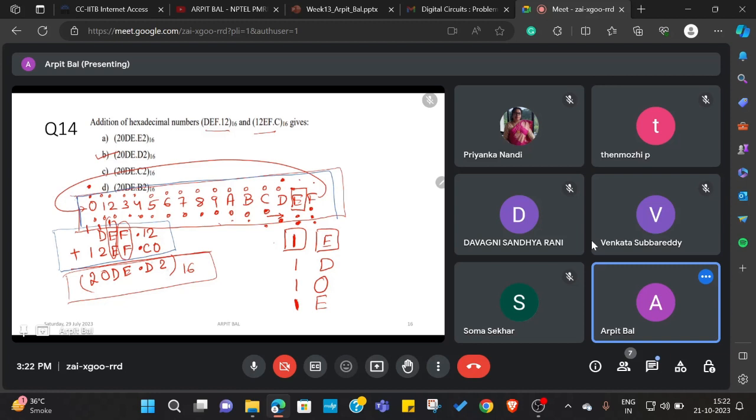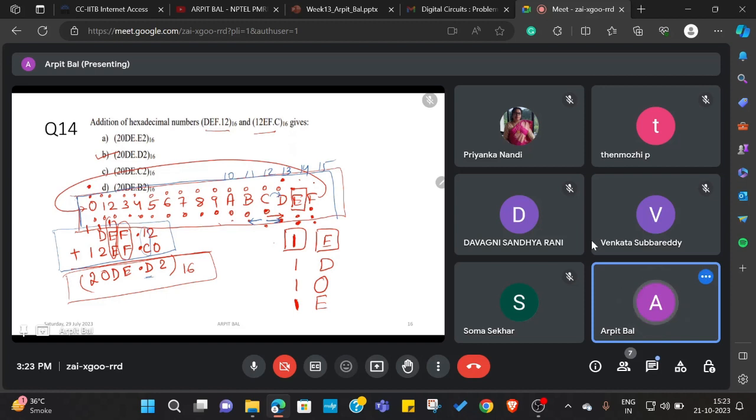So 2 plus 0 is 2. That is fine, but the problem arises when we are dealing with letters. So it is a bit tricky. What we do is we assign a value to each letter. After 9, A is actually 10, B is 11, C is 12, D is 13, E is 14, F is 15. Here we have to add C plus 1. If it is addition, we need to move to the right. Had it been subtraction, we would have moved to the left.